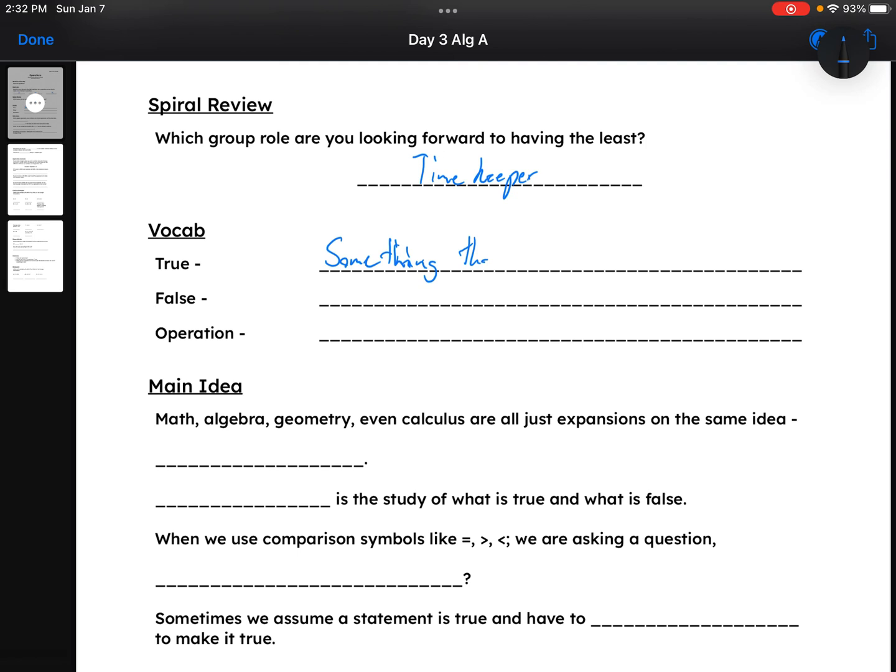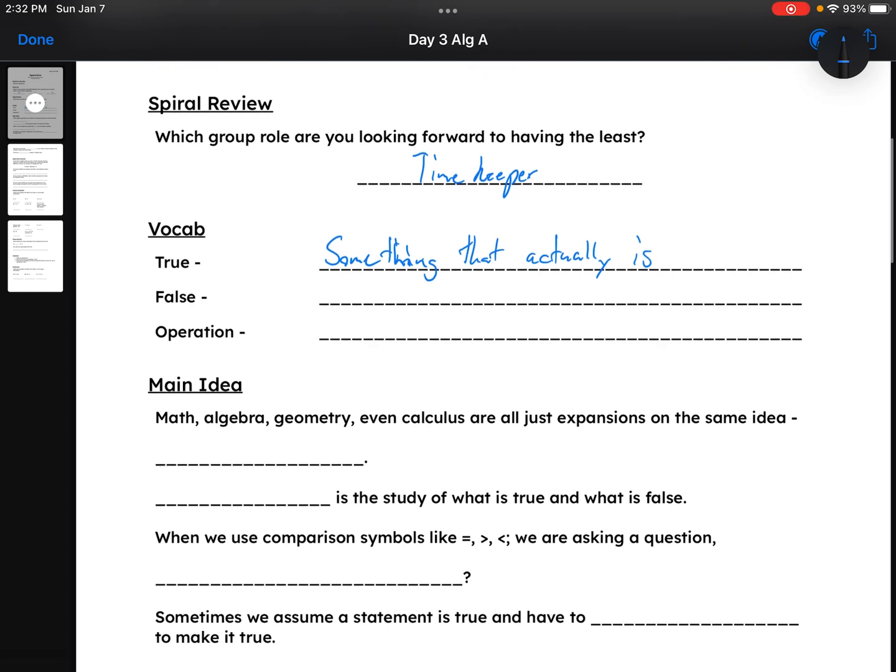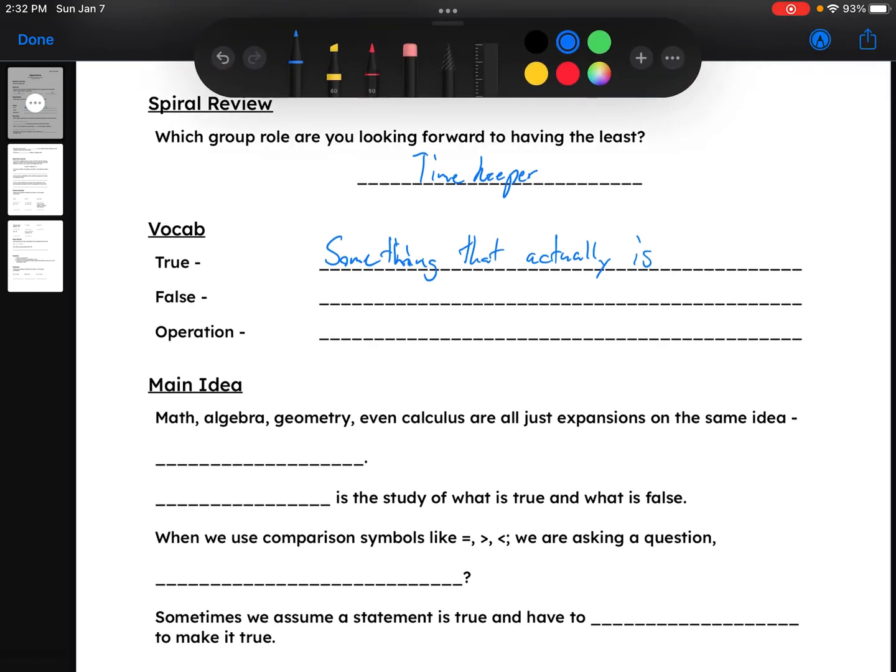But something that actually is. Like an example for this would be something like, let's change color real quick. No, switch to that. There we go. Something like 3 equals 3. That is always the case. Something that's always going to work no matter what.